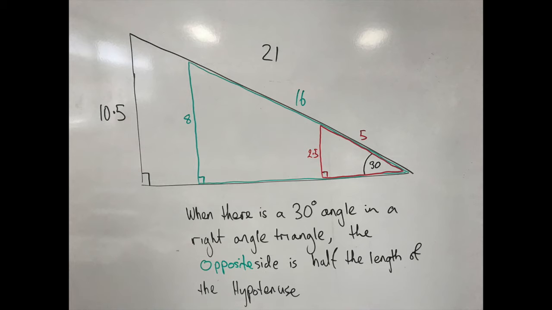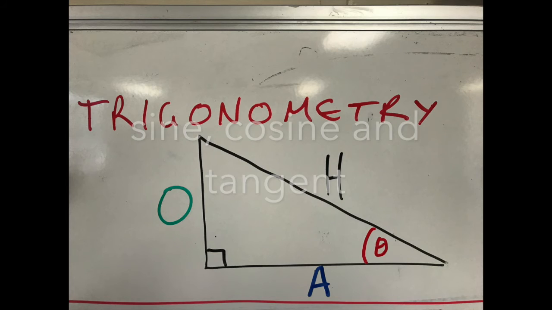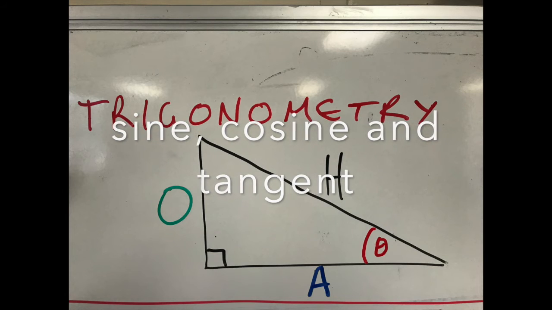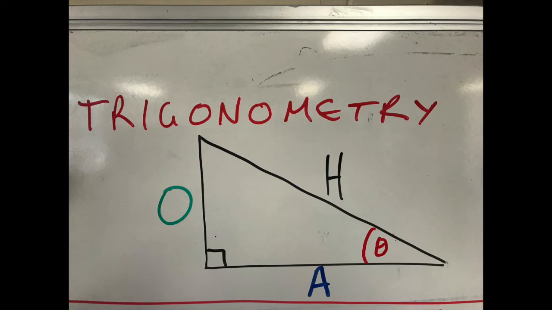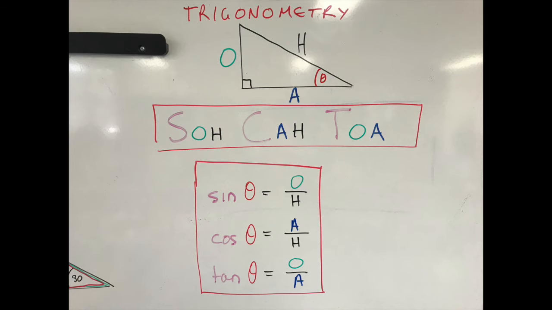When we compare the length of the opposite side with the length of the hypotenuse, what we're doing is what we call finding sine of the angle. If we compare the adjacent length with the length of the hypotenuse, we call it cosine. And when we compare the opposite and adjacent, we call it tangent. So the three ratios are sine, cos and tan. Sine is opposite over hypotenuse, cosine is adjacent over hypotenuse, and tangent is opposite over adjacent. We call them sine, cos and tan for short.